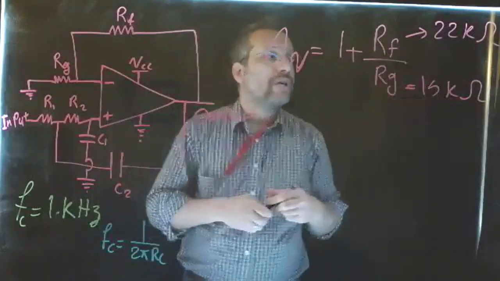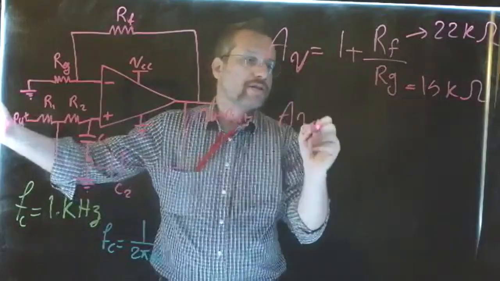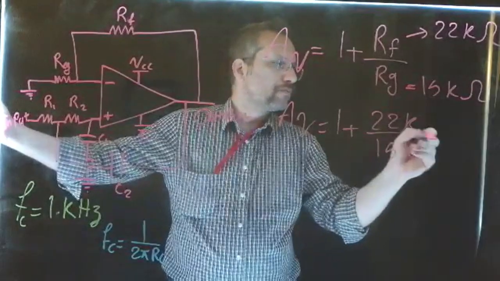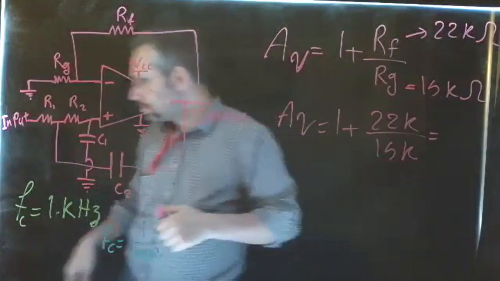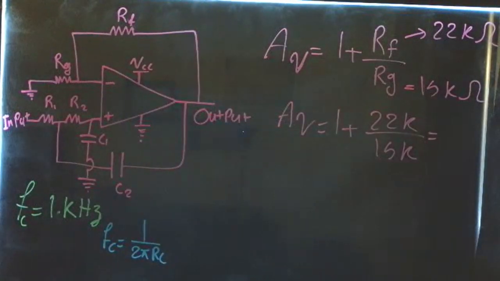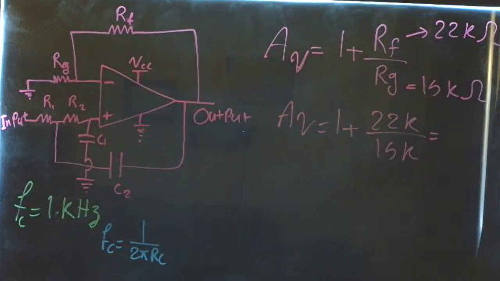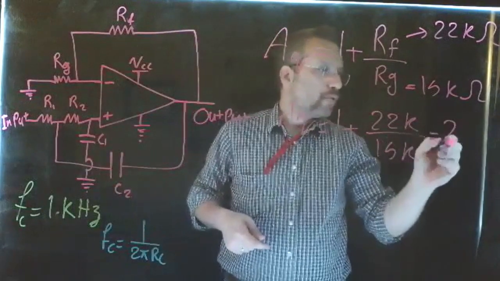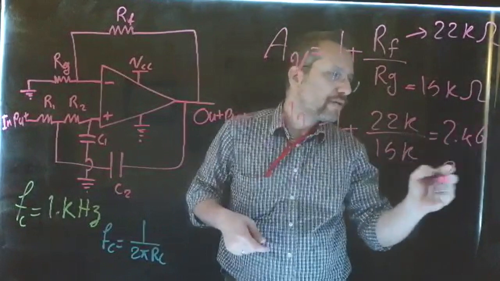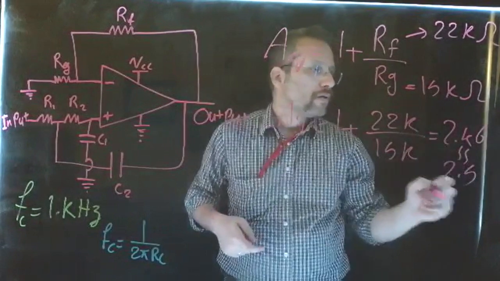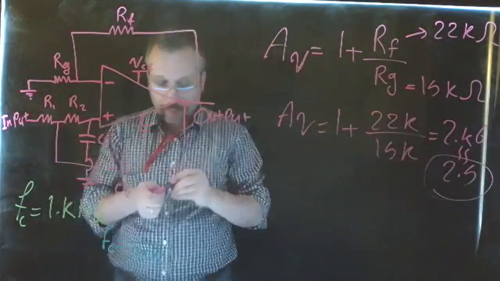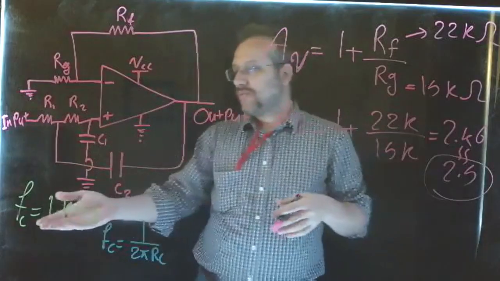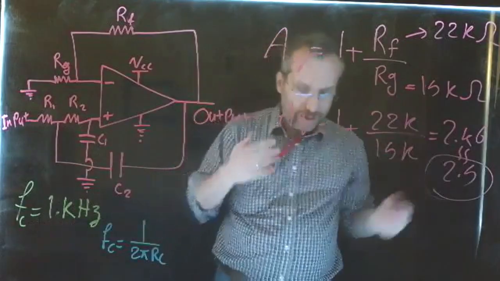So if I have this, my gain is going to be 1 plus 22K over 15K. Let me calculate that. Okay, which is going to be 2.46, let's say 2.5. Okay, so this is going to be my gain. Now, let's go to the lab, actually build this circuit and see if it works. And we have the cutoff frequency and everything set to a perfect situation.